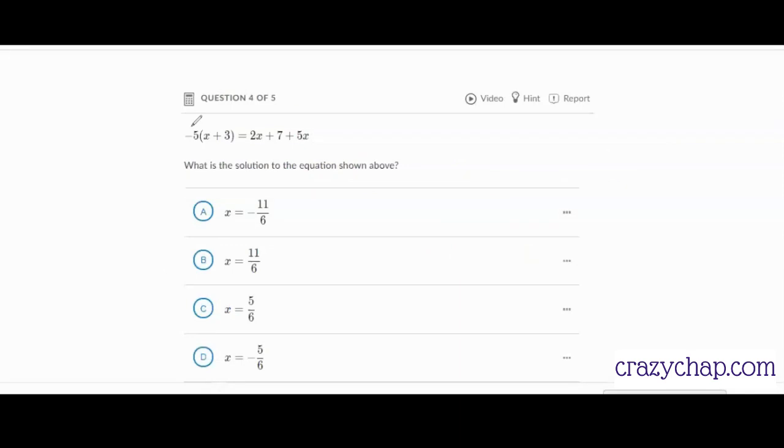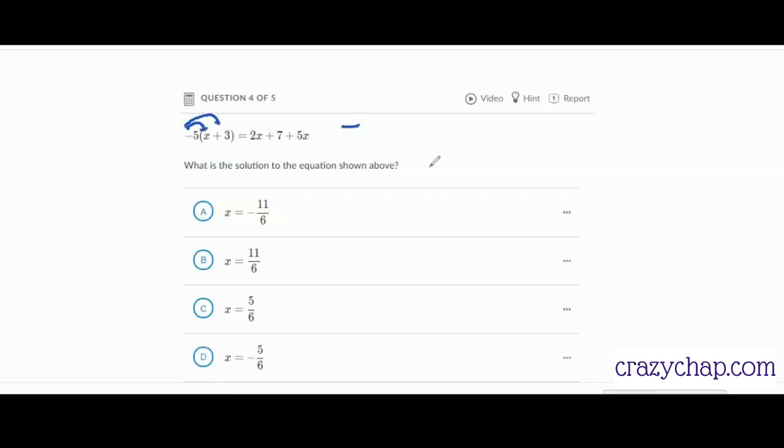Looking at question number 4 now, this equation has been given. They are asking what the solution to the equation shown above is. So we just have to solve for x. We break the bracket and get negative 5x, negative 15 is equal to 2x, and plus 5x, we'll add them up, we get 7x plus 7.